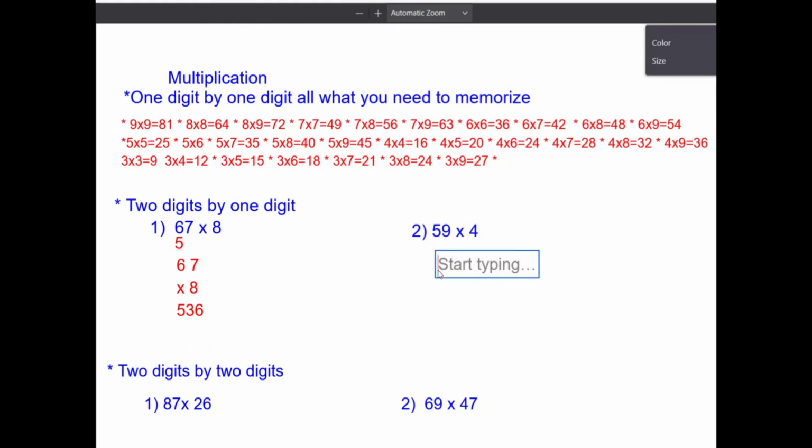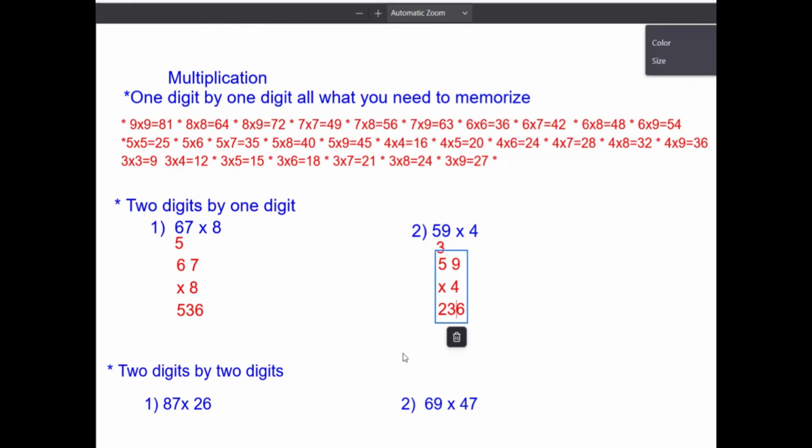Let's jump to the second question. You've got here 59 times 4. With the same idea, you follow the same steps. Step number 1, you multiply 4 times 9. 4 times 9 is equal to 36. You write 6, and you carry over the 3. Please don't forget to carry over the 3 and don't forget to add it after you do the second multiplication. Remember this. Then 4 multiplied by 5 is 20. 20 plus the 3 is 23. So your answer is 236. That is it.